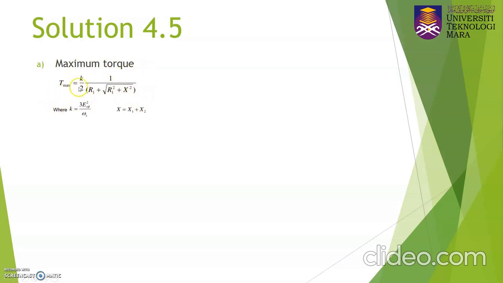Okay, so from here you know the value of R1 and also X, which is X1 plus X2. All of this is given, but you don't know the value of K, and you need to calculate it. K is equal to 3 multiplied by the phase voltage squared divided by omega S. In order to calculate omega S, first you need to calculate the synchronous speed. Synchronous speed equals 120 multiplied by the frequency 60 divided by the poles, which is 4. So you get a synchronous speed of 1800 RPM.